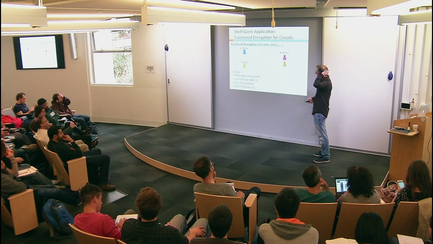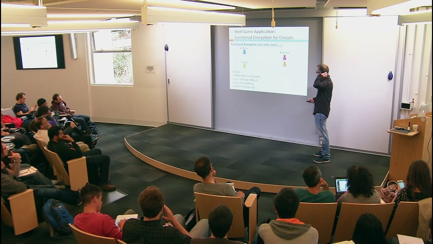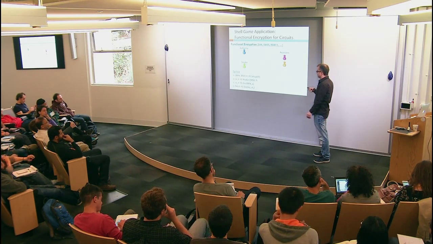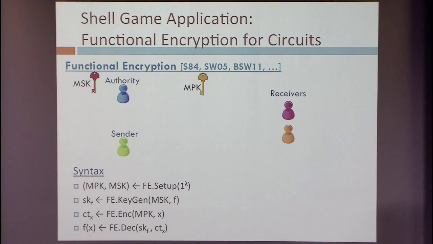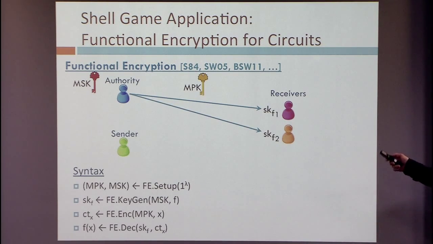Okay, so another application of this shell games is functional encryption. The idea in functional encryption is that you have some authority who generates a master public key and secret key. And this authority is able to distribute keys for functions. So F1 is a function, F2 is a function. For some reason, these receivers are entitled to get secret keys for these functions. These functions might describe the policy under which that particular user is allowed to decrypt, for example. Or it might describe some sort of redaction function for that particular user.